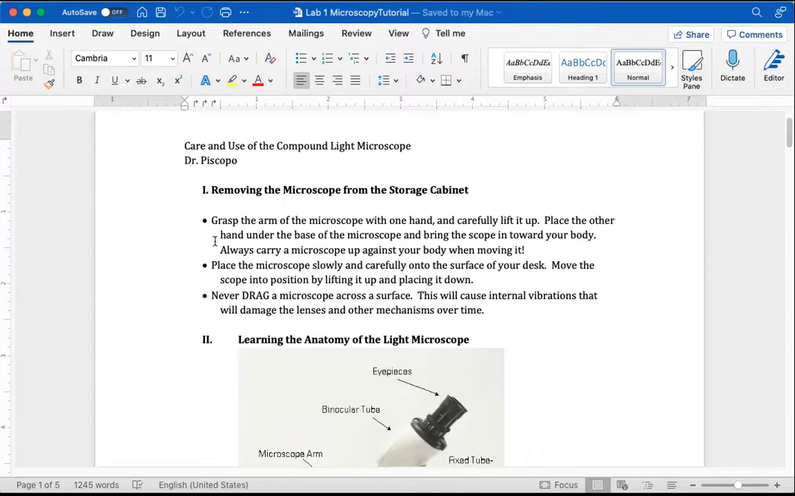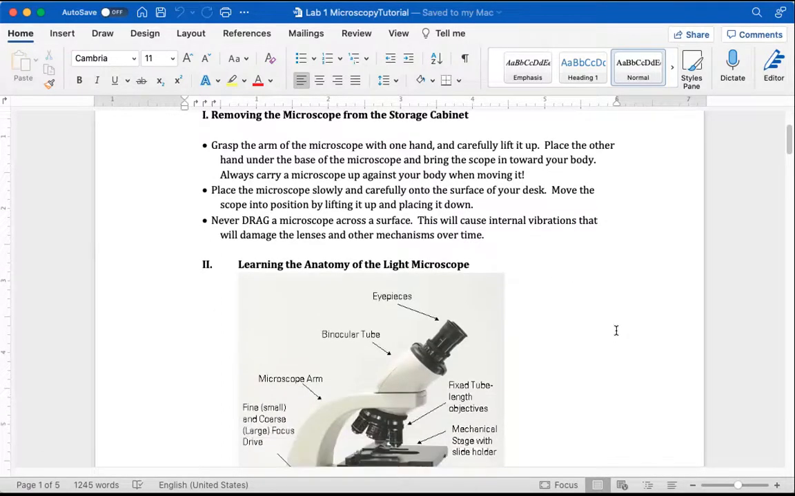So we always carry a microscope with one hand holding the arm and the other hand under the base. And we always grasp it and hold it up against our body because they are heavy and the weight is not evenly distributed through the microscope. We never drag a microscope across a surface. You never just slide a microscope across a surface because it will cause internal vibrations that will damage it. So these are just little tips about handling the microscope.